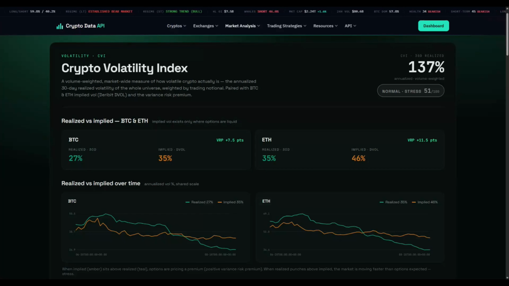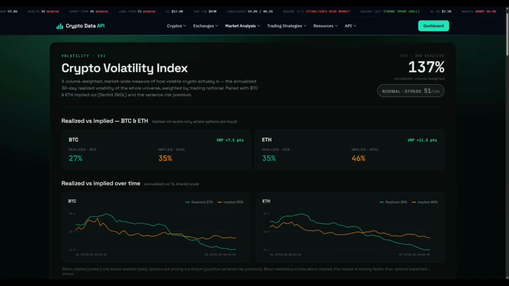Whereas the implied volatility looks forward. Now, this is what the options market expects to happen. So currently in crypto, there is only Bitcoin and Ethereum that have options trading. So we only have data for those two measures. But the gap between the realized volatility and the implied volatility is called the variance risk premium. Now, usually when this gap is positive, the people selling the volatility, they're getting paid on those options.